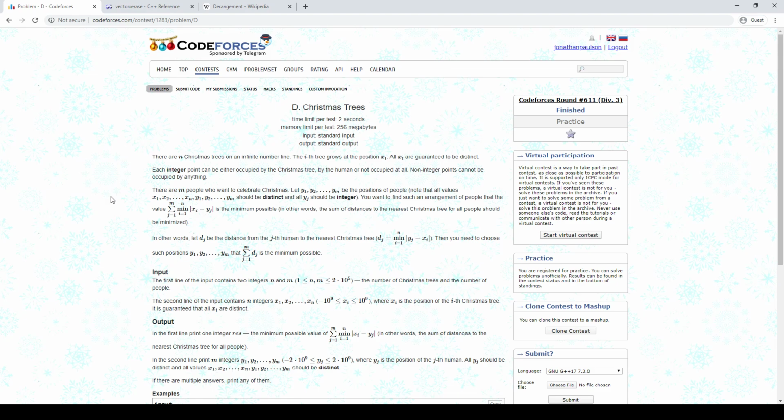So there are n Christmas trees on an infinite line, and they grow at distinct positions. So every point can be occupied by a Christmas tree or by a human. Okay, I guess there's going to be a human here, or not occupied. And only integers matter. Okay, well, we have people who want to celebrate Christmas that are also on the line. And yeah, okay, so it should be a Christmas tree or a human. Anyway, distinct integer positions, and we want to pair up the people and the Christmas trees.